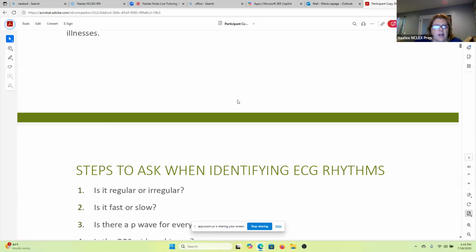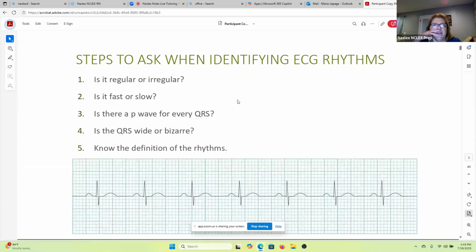And then identify documentation. So, steps to ask when you identify a rhythm, back to the basics. If we're back to identifying our EKG rhythms, remember we're going to ask ourselves, is it regular or irregular? Is it fast or is it slow? Is there a P wave for every QRS? Is that QRS wide or bizarre?